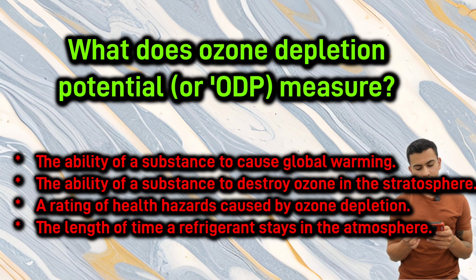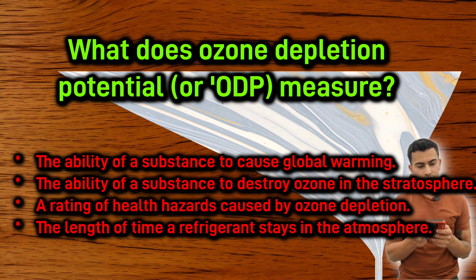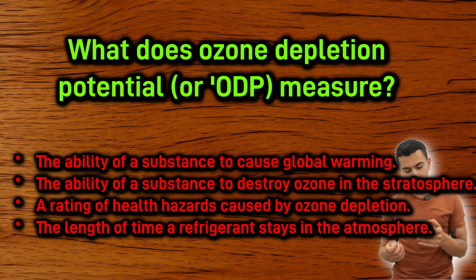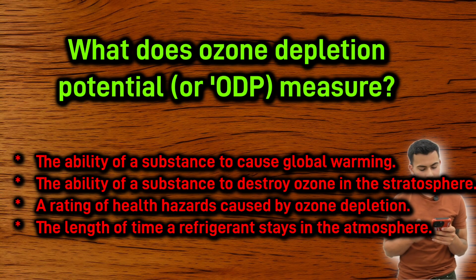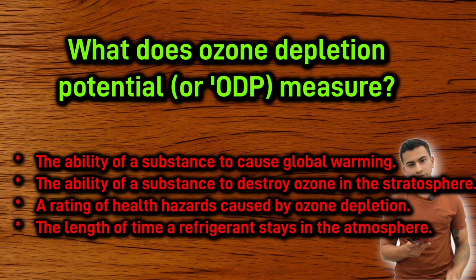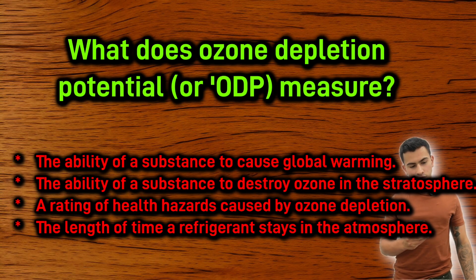What does ozone depletion potential, or ODP, measure? Ozone depletion potential measures the ability of a substance to destroy ozone in the stratosphere. It will not be the rating of health hazard caused by ozone depletion. It will not be the length of time a refrigerant stays in the atmosphere, and it will not be the ability of a substance that causes global warming. It will be the ability of a substance to destroy ozone in the stratosphere. That will be the answer for number 7.